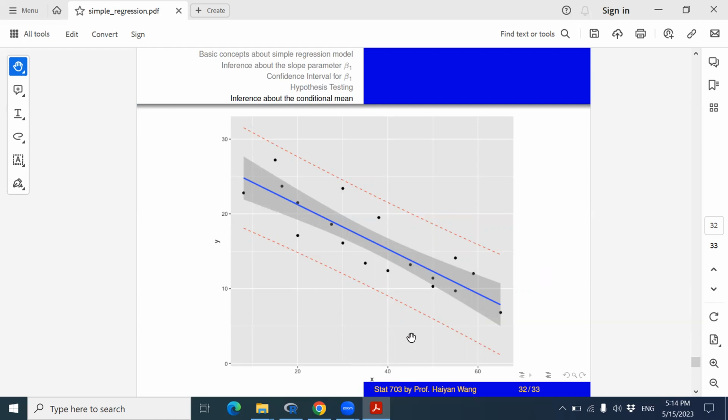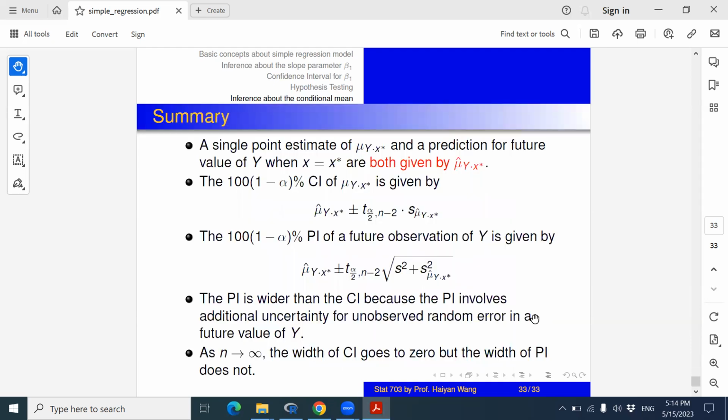As you keep changing the x and computing the confidence interval and prediction interval, you see this gray band. That's the entire confidence band for the mean regression line. And the area between the two red dotted lines is the prediction interval. It's obviously much wider than the confidence interval.